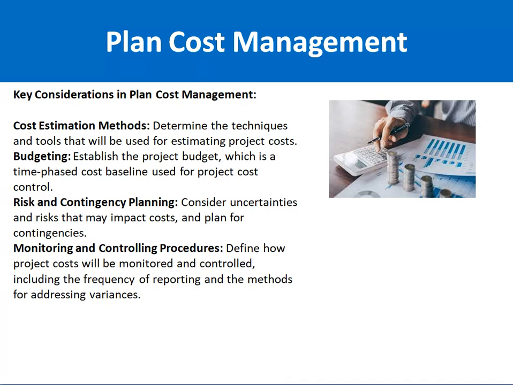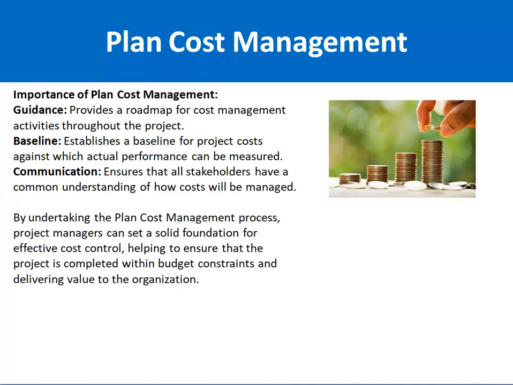Monitoring and controlling procedures define how project cost will be monitored and controlled, including the frequency of reporting and the methods for addressing variances. Variance means that, for example, the planned cost was $3,000 and the actual cost is $3,500. So there is a variance, and you must take corrective action here if that is required. Variance means the planned minus actual cost.